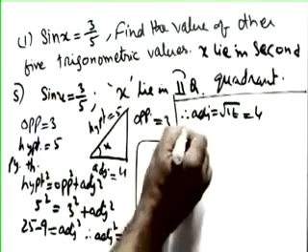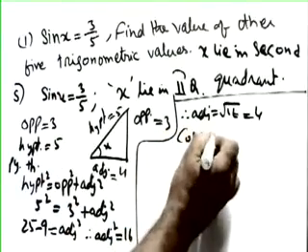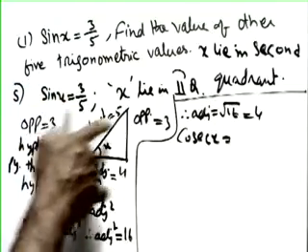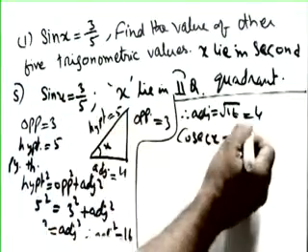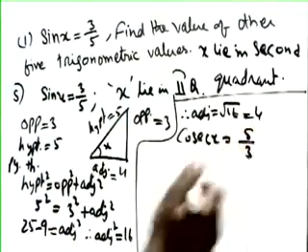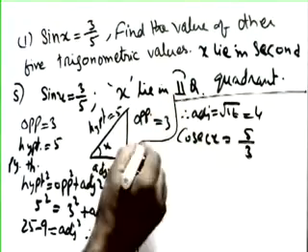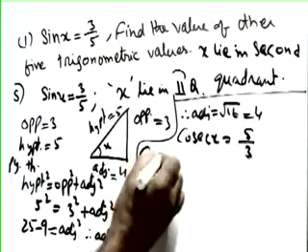First we got the sine. Now let me find the cosec. We know cosec is the reciprocal of sine: hypotenuse by opposite. This is 5 by 3. And x is in the second quadrant. In the second quadrant cosec is positive.